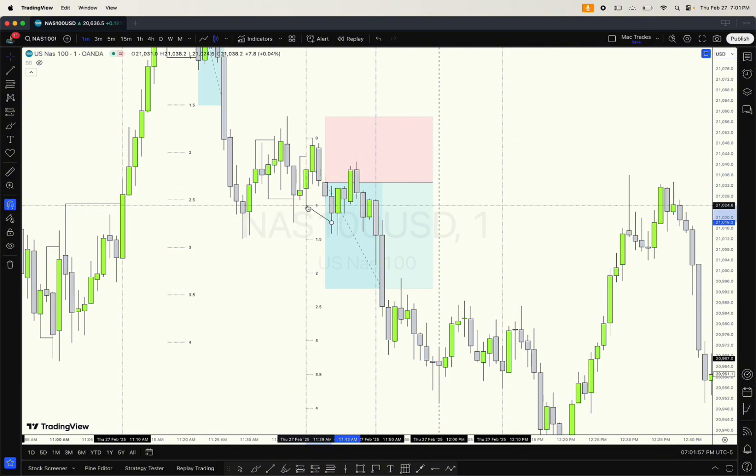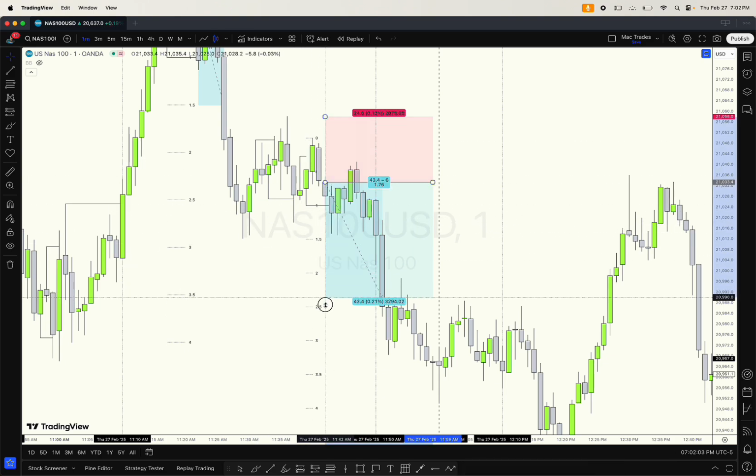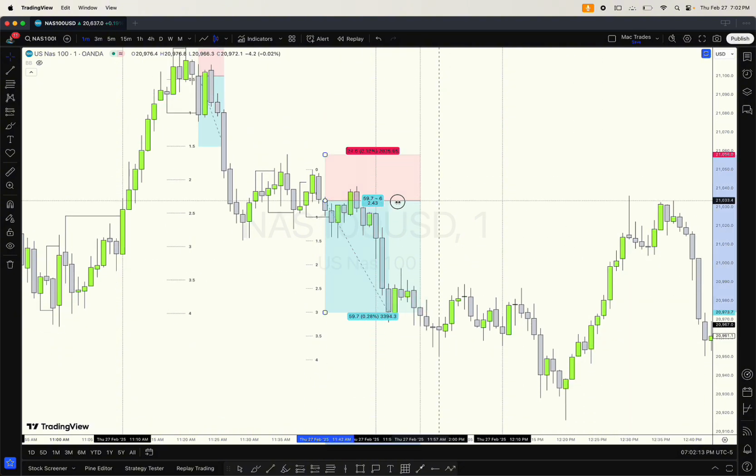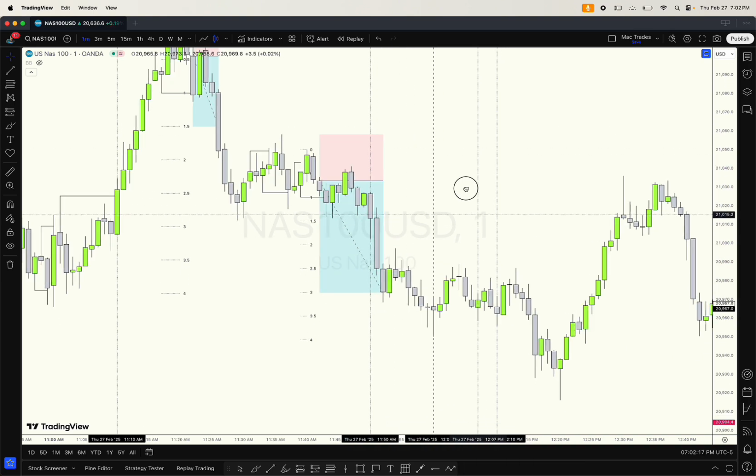We're going to switch this just a little bit. I got a little too excited. There we go. And then we're going to set our target. Perfect, right? 3 standard deviations based on that manipulated range. And we can see target is hit very quickly. Now let's keep going.